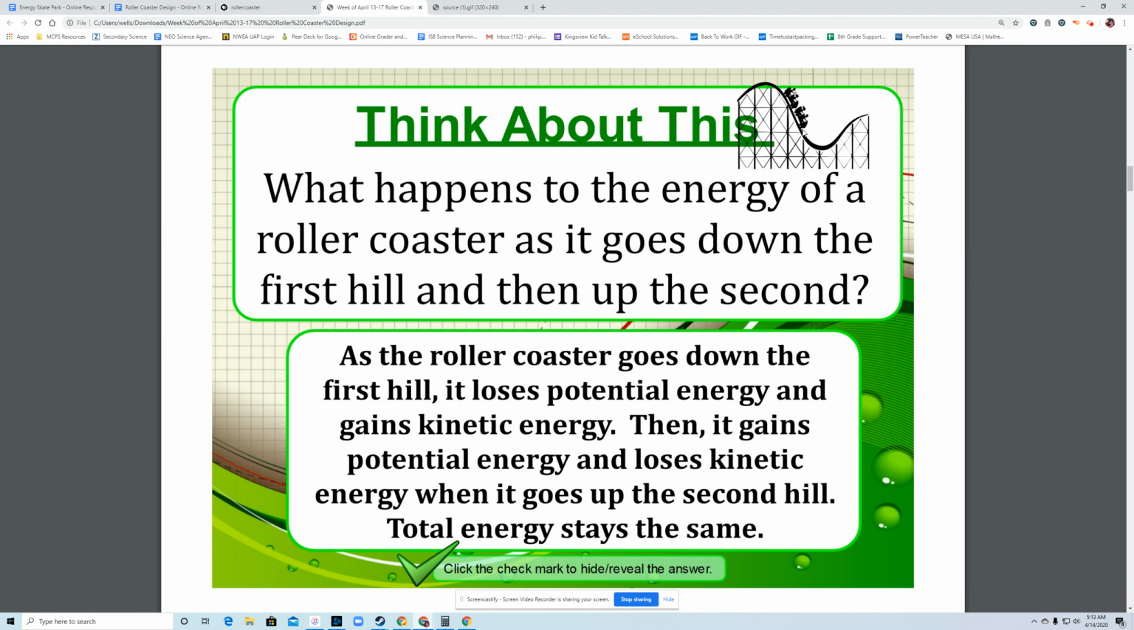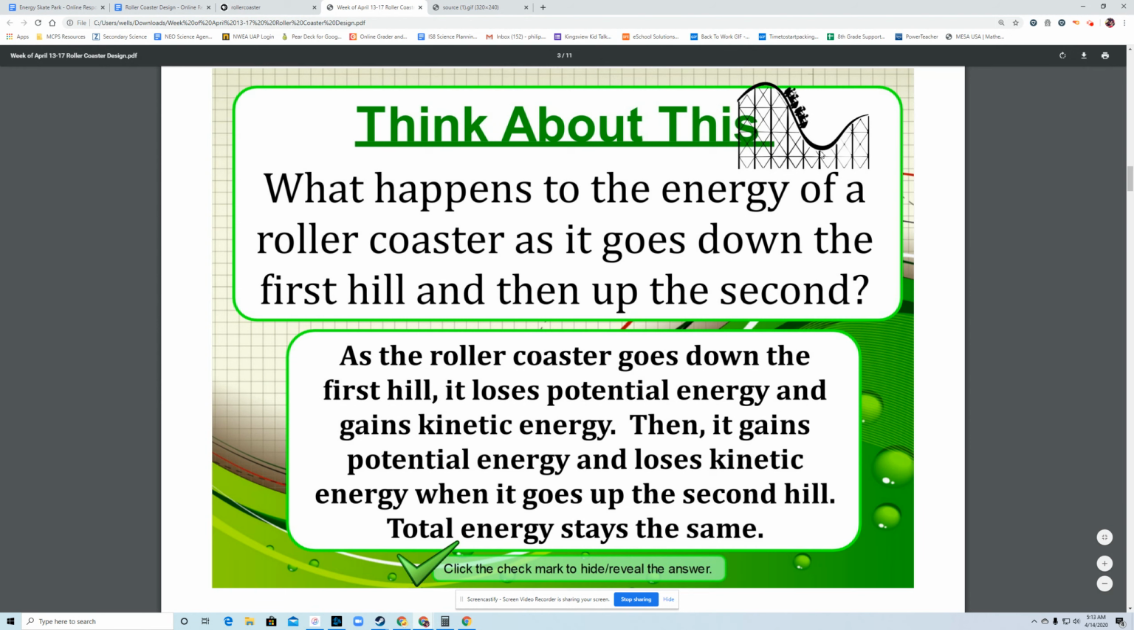And as we go down here, we now have the maximum amount of kinetic energy we're going to have in this little picture we have right down here, because you're moving the fastest you can be, right? But look how much lower you are. You've lost the same amount of potential energy. So your potential energy is lower, your kinetic energy is higher.